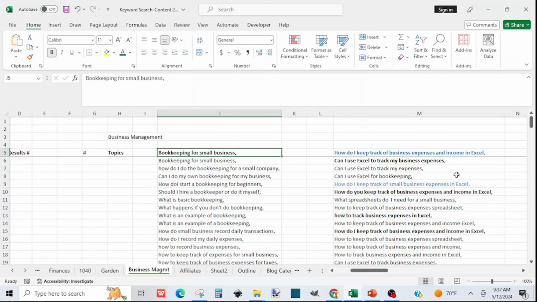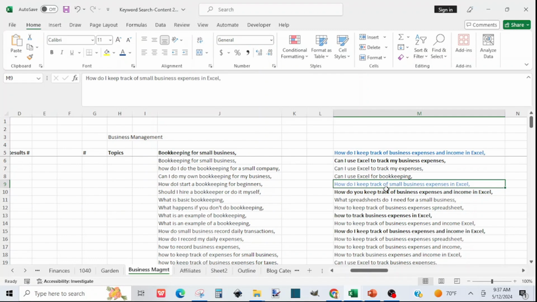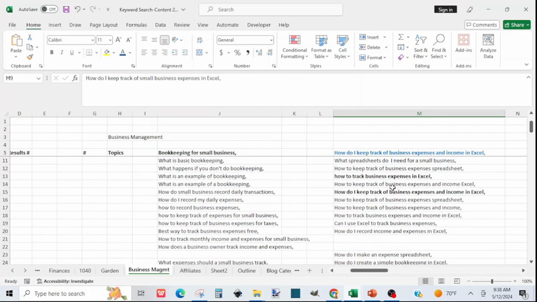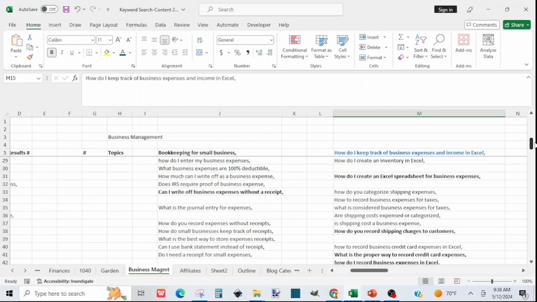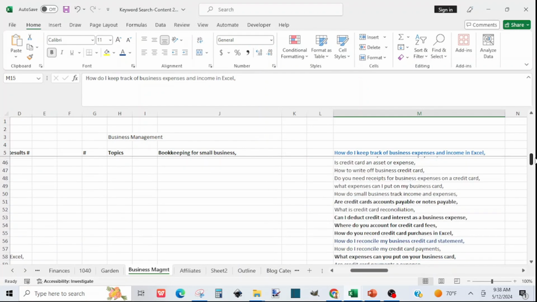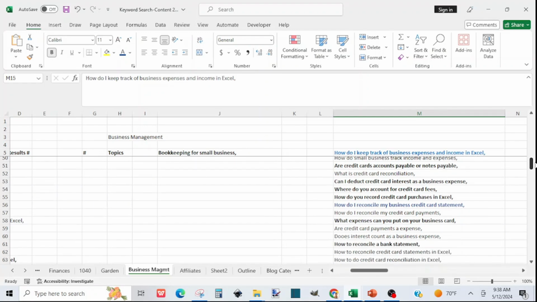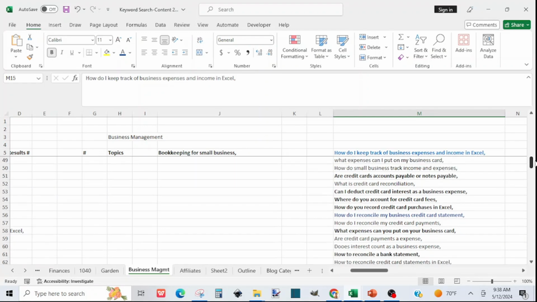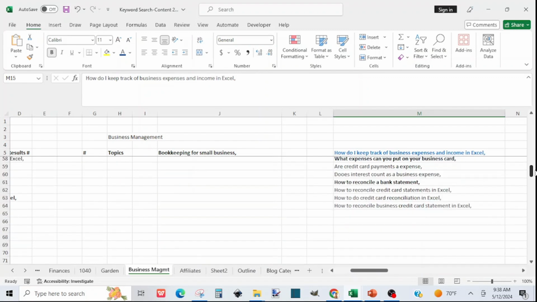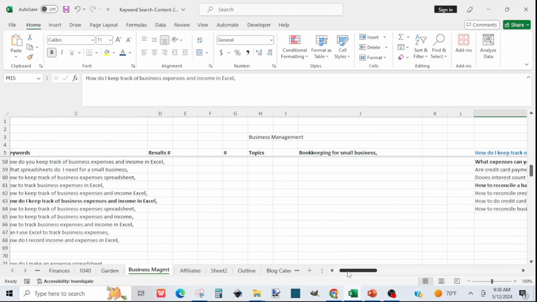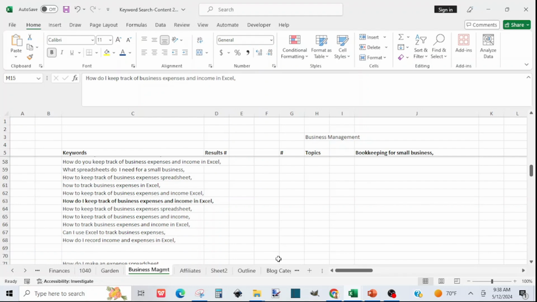So, and how do I track? How do I keep track of small business expenses in Excel? So I'm just going to go through, and I have some in bold already. That means I target them, and I will just, you know, go through them to see what I want to create content for this year. That's pretty much how I record my content ideas. And for each category, I need about 10 a year. But as you can see, I have multiple content ideas underneath each.